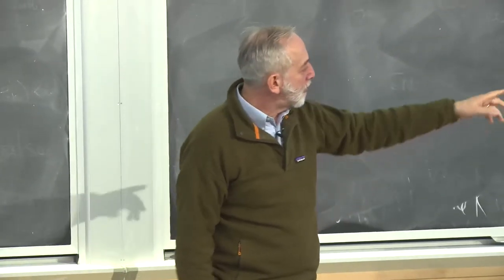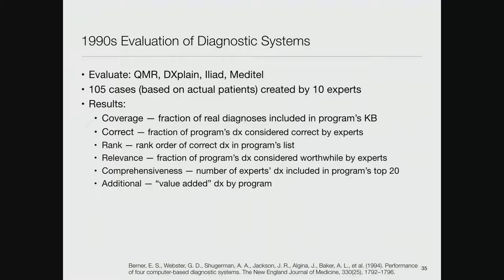There was this paper by Etta Berner and her colleagues in 1994 where they evaluated QMR and three other programs. D-Explain is very similar in structure to QMR. Iliad and Meditel are Bayesian network, or almost naive Bayesian, types of models developed by other groups. And they looked for results, which is coverage: what fraction of the real diagnoses in these 105 cases that they chose to test on could any of these programs actually diagnose?